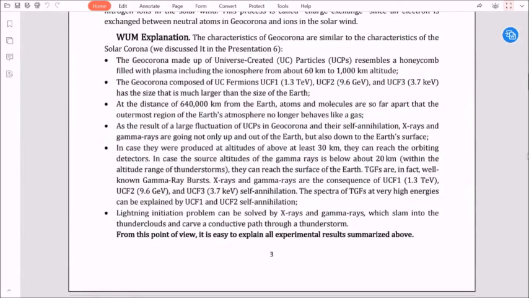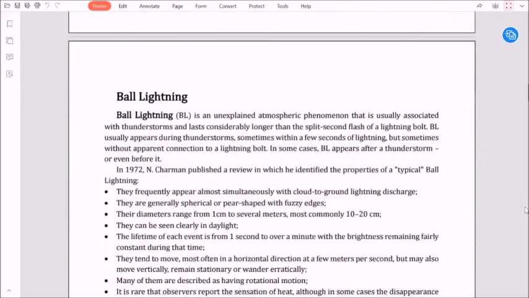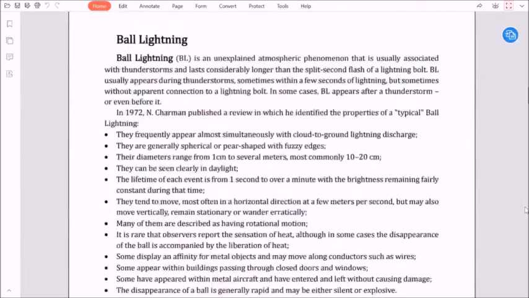Lightning initiation problem can be solved by X-rays and gamma rays, which slam into the thunder clouds and carve a conductive path through a thunderstorm. From this point of view, it is easy to explain all experimental results summarized above. Ball lightning.